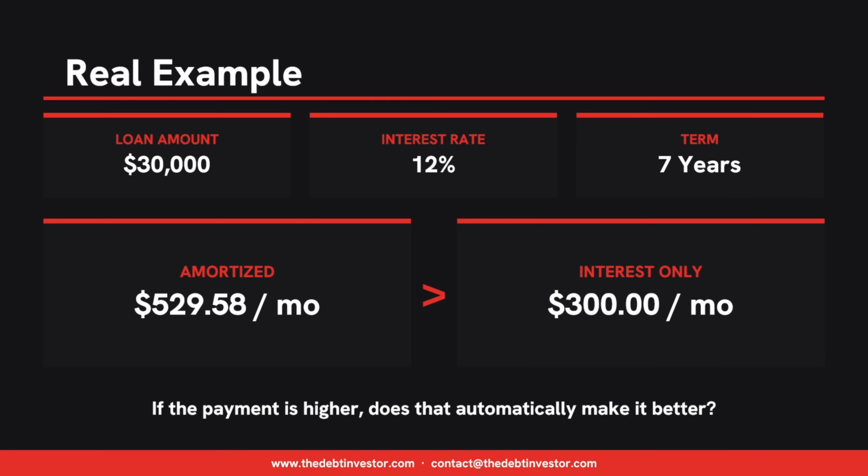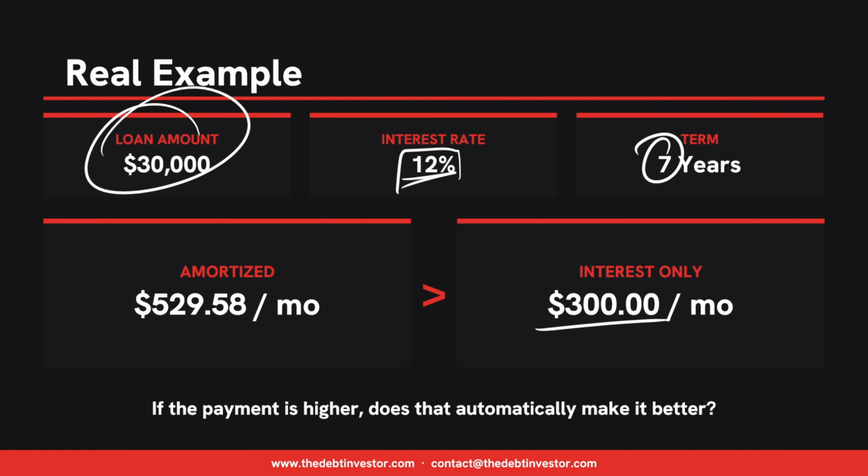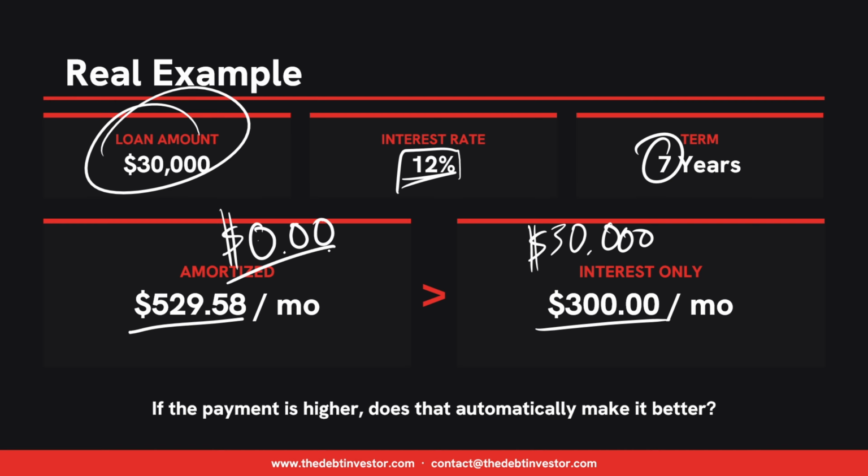So here's a real example of amortized versus interest only. We're going to keep the variables constant. Both have a $30,000 loan amount, both have a 12% interest rate, and both are for 7 years. Your interest only is going to be 1% a month, which is $300 a month, because 30,000 times 0.01 is $300. Whereas your amortized monthly payment is going to be $529.58. At the end of 84 months with interest only, they're going to owe you $30,000. But with your amortized, at the end of 84 months, they're going to owe you approximately $0.